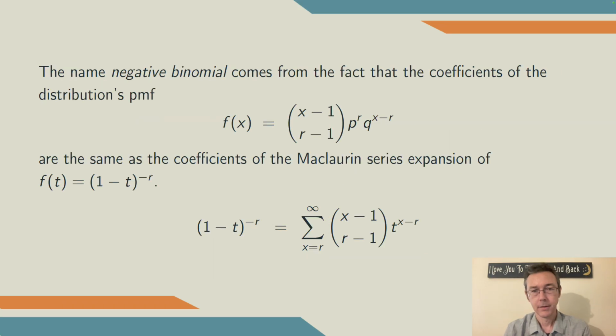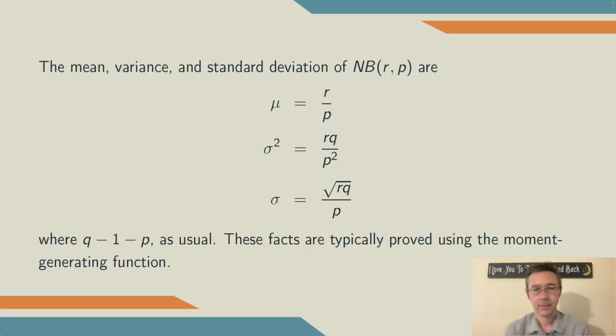The name negative binomial actually comes from the fact that the coefficients of the distribution's probability mass function are the same as the coefficients of the Maclaurin series expansion for f of t equals 1 minus t to the negative r. I'm not going to say anything more about this here because I don't want to get into those dirty details too much, but that's the origin of that name.